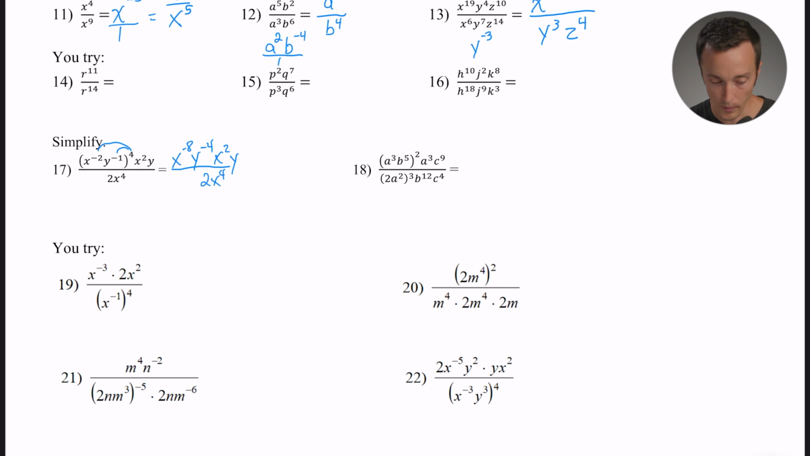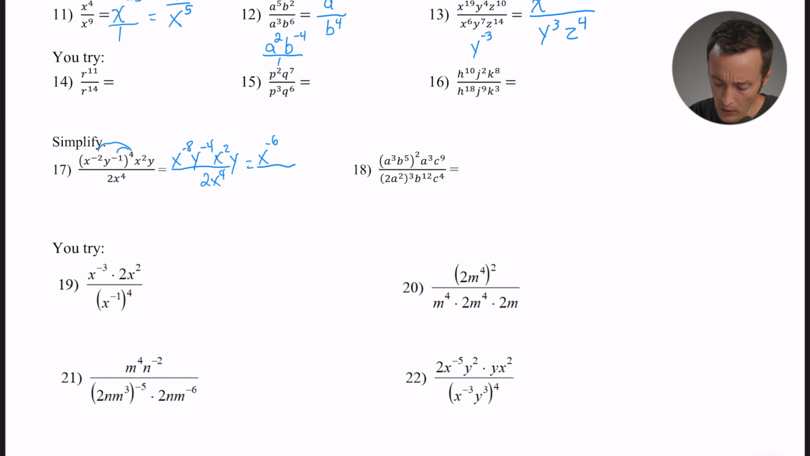Okay, so what should I do from there? Well, I could simplify some stuff going on in the numerator. So I've got an x to the negative 8 and an x squared. The rule there says to keep the base and add the exponents. So negative 8 plus 2 is negative 6.